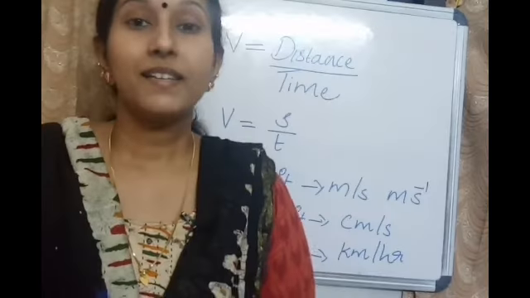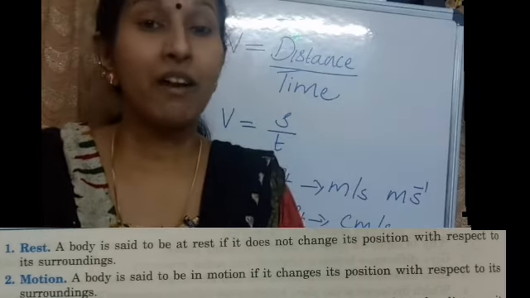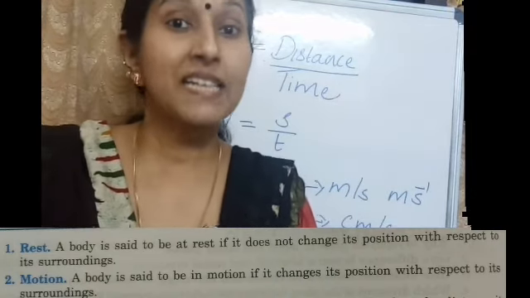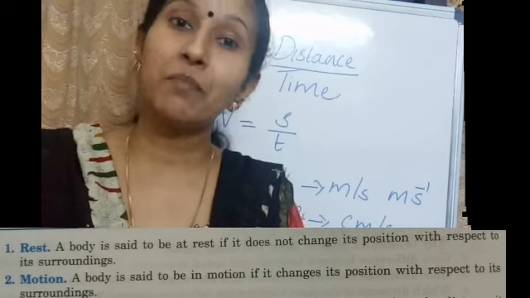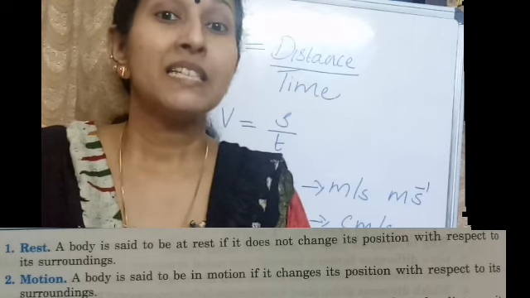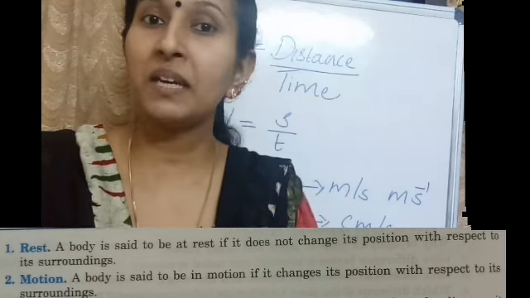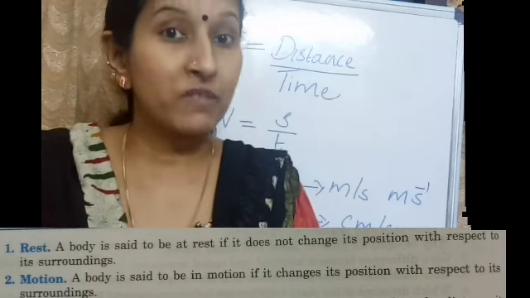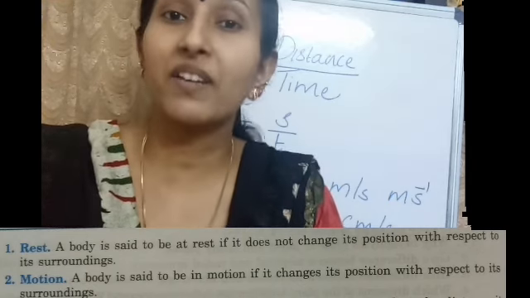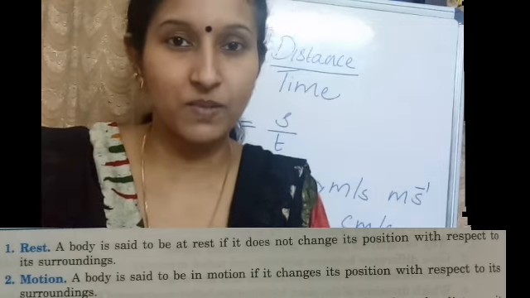Okay. Children, back to our discussion. We have discussed in our previous class that if an object changes its position according to the time and the surroundings, it is said to be in motion. If an object does not change its position according to the surroundings, it is said to be at rest. These 2 points we discussed in our previous class.